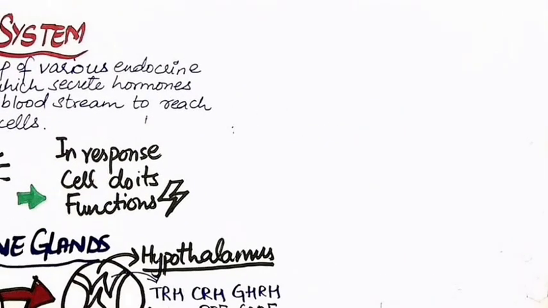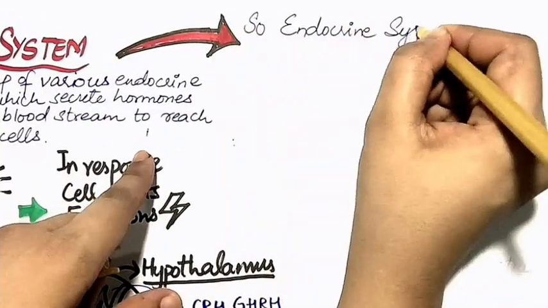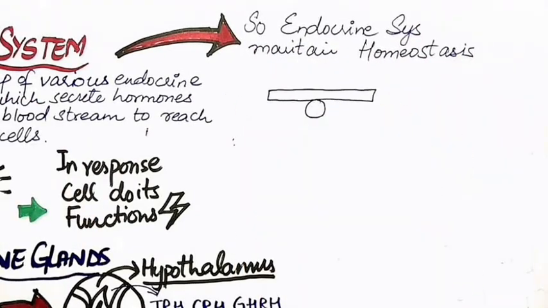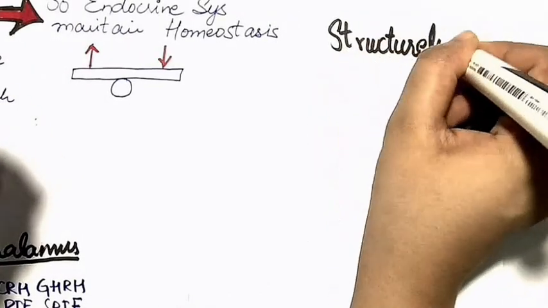So that was the brief explanation of the endocrine glands. The endocrine system basically maintains and regulates homeostasis in our body, so it is very important to study the endocrine system. Now we will talk about hormone structure.